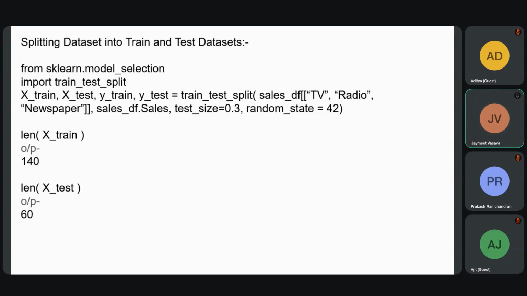So first, whenever we start with a machine learning model, we start with data. So we first split the data set that we are working with into the test and train data sets. So we'll do it for the X and Y values of the train and test data sets, both of them, which is present in scikit-learn's model selection.